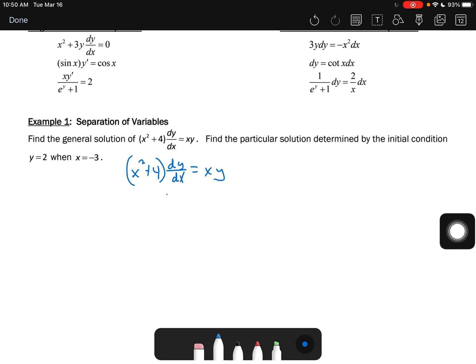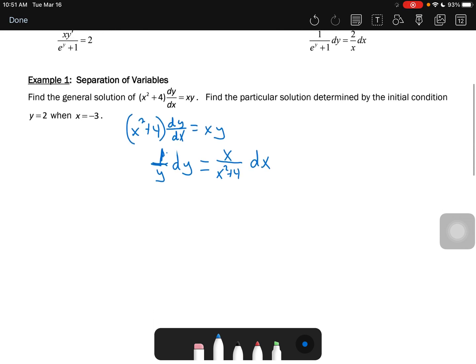So on the left side of the equation, I'm going to leave dy there, but I would have divided by y. So I'll have 1 over y dy on the left side. And then on the right side, I'm going to multiply the dx over there, and then I'm going to divide by the x squared plus 4, which is going to leave me with x over x squared plus 4, and then I'll have the dx on this side. So there's my separated equation.